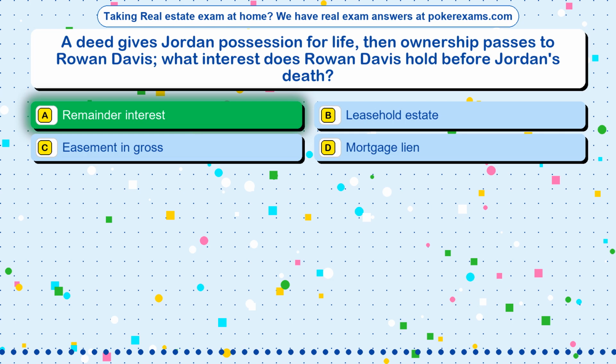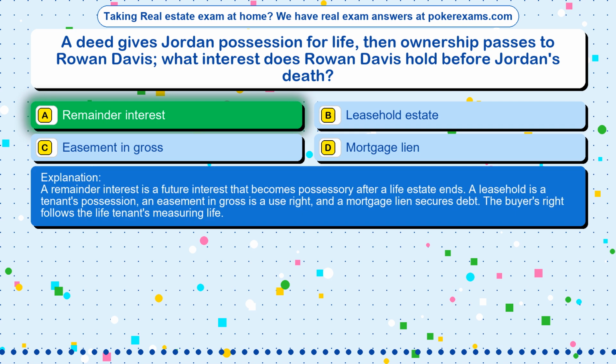The correct answer is option A. Remainder interest. A remainder interest is a future interest that becomes possessory after a life estate ends. A leasehold is a tenant's possession, an easement in gross is a use right, and a mortgage lien secures debt. The buyer's right follows the life tenant's measuring life.